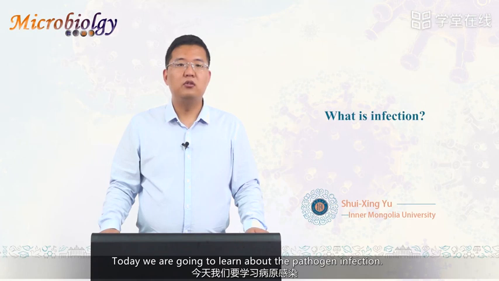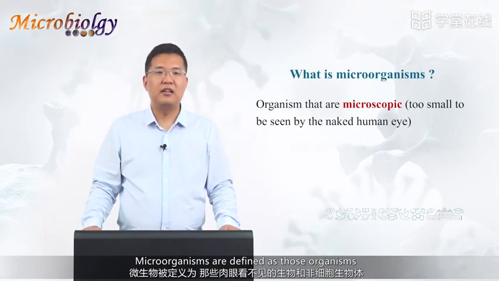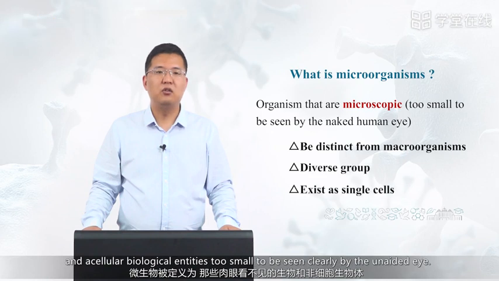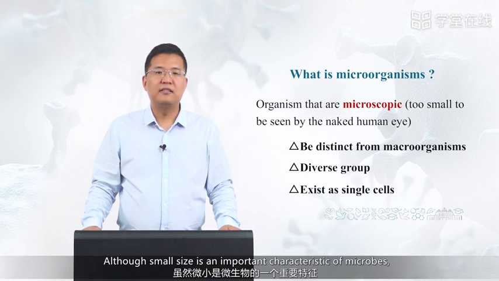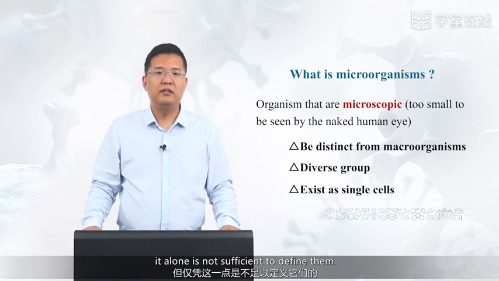Class, today we are going to learn about pathogenic infection. Microorganisms are defined as acellular biological entities too small to be seen by the unaided eye. They are generally 1 mm or less in diameter. Although small size is an important characteristic of microbes, it is not sufficient to define them.